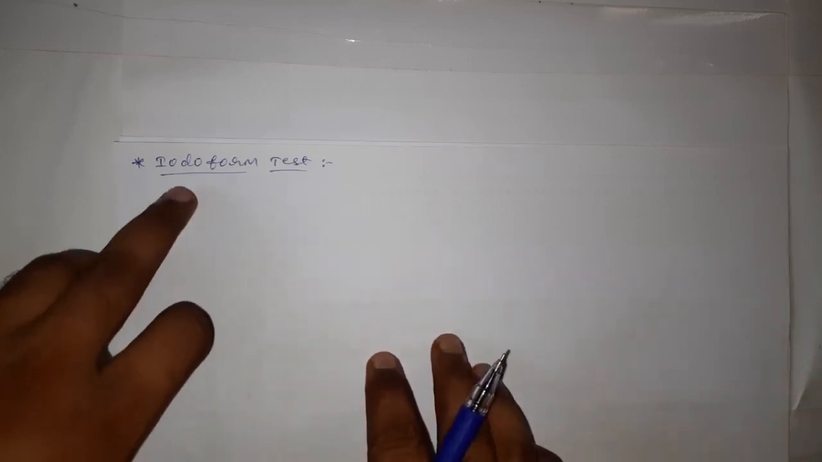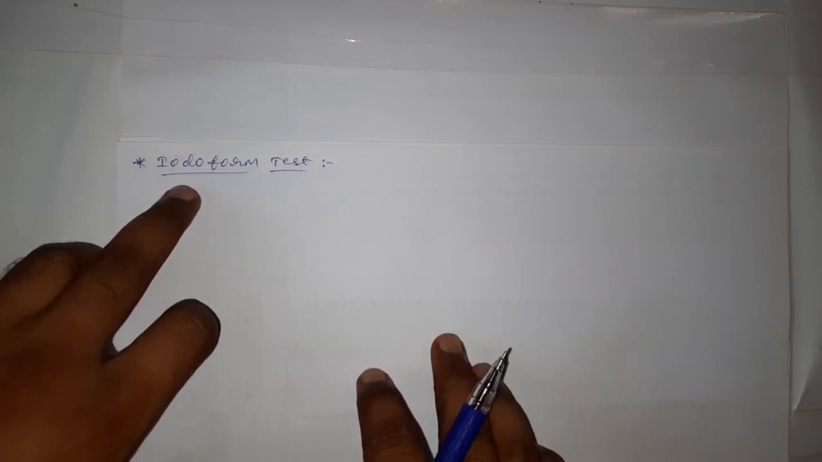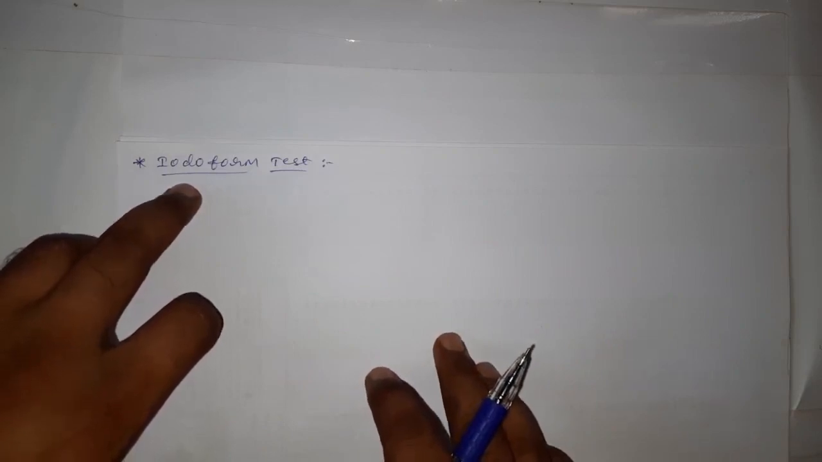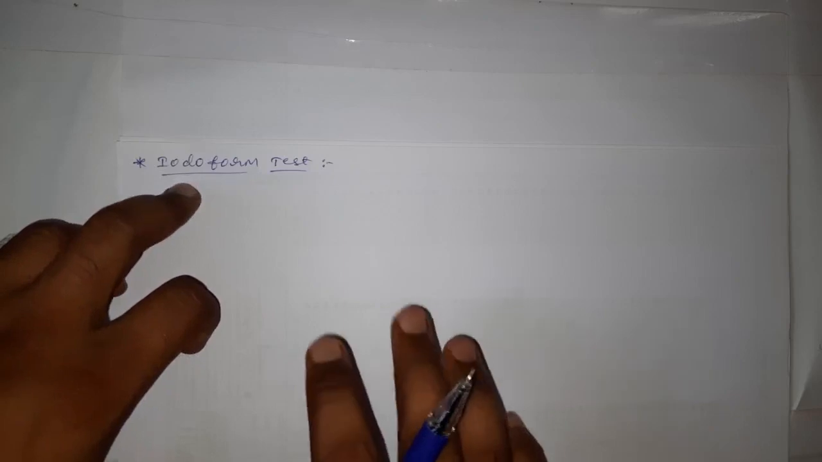Students, in the last class we discussed the reactions of aldehydes and ketones with the derivatives of ammonia, that is NH2G. In this class we are going to discuss the iodoform test for aldehydes and ketones. Before discussing that, first we have to discuss the haloform reactions.